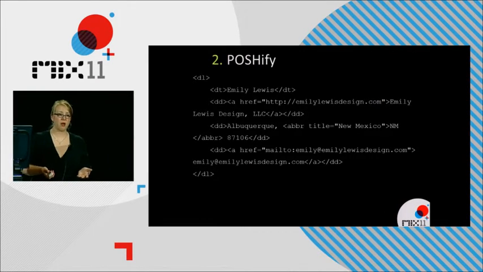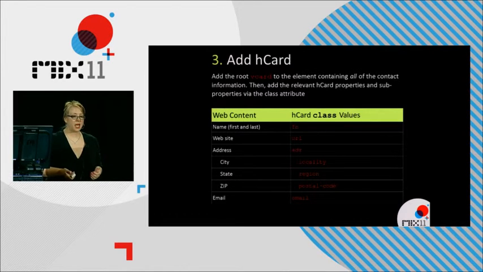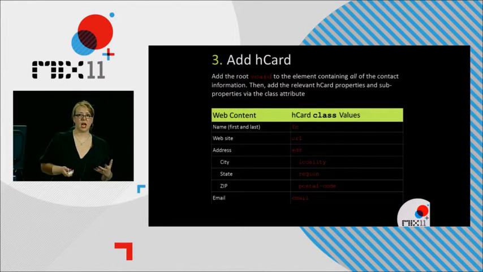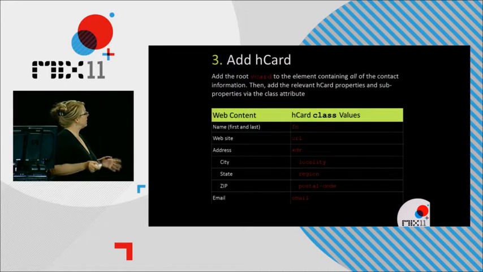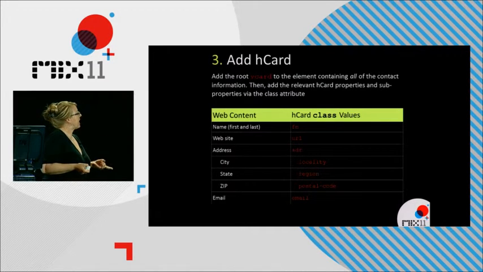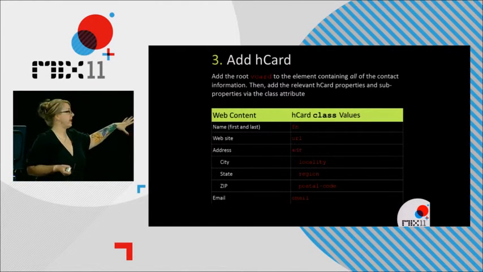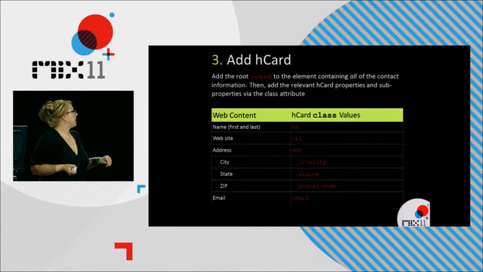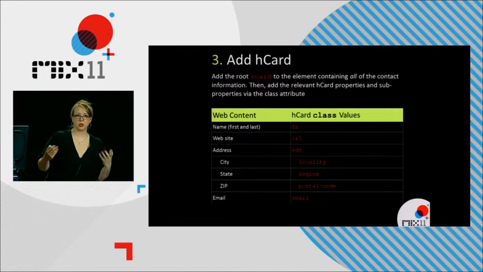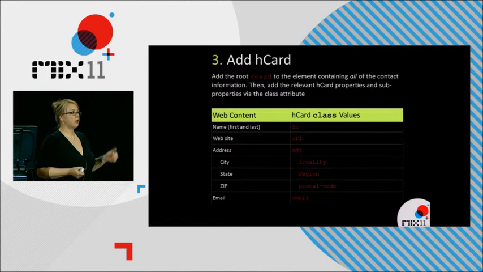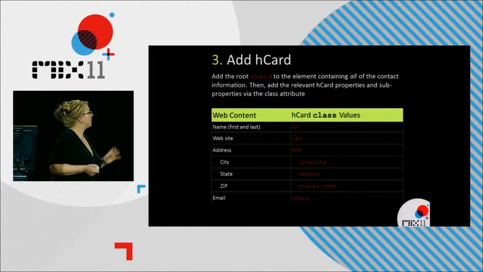So once I have my good markup in place, then I think about the different hCard values that I may apply. In this example, I have my first and last name, a website, address, city, state, zip, and email, and then these are the corresponding values that I would use to describe that content. FN for your name, URL for the website, ADR for address, and you notice I've indented locality, region, and postal code. That's because those are children properties of ADR. So they're going to be nested inside whatever's assigned to ADR.